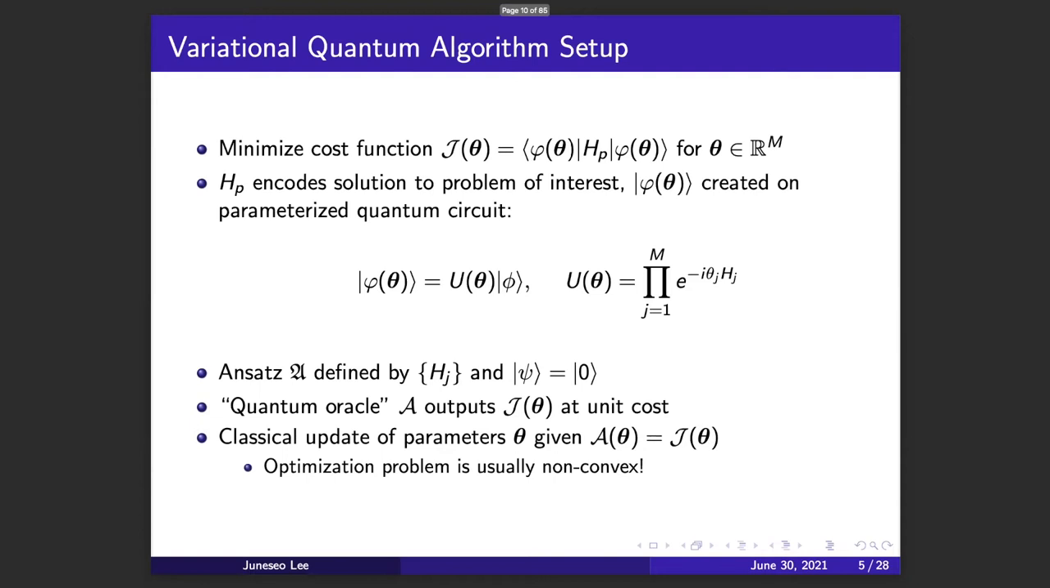And from the oracle setting that I mentioned earlier, a quantum oracle A outputs a value of J at unit cost, and then gives these values to a classical algorithm that updates the parameters until convergence is achieved, or at least hopefully convergence is achieved. Now the problem a lot of the time is that the optimization problem is non-convex. So in general, this leads to local optima that make solving the problem pretty difficult.